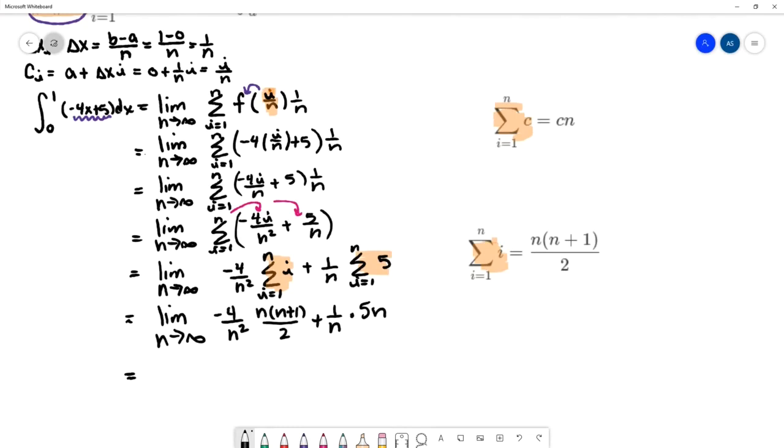And we've applied the sums. We'll do a little bit of algebra cleanup. We've got the limit as n approaches infinity of negative 4n squared minus 4n over 2n squared, plus those n's cancel out, so we have just a 5 there.